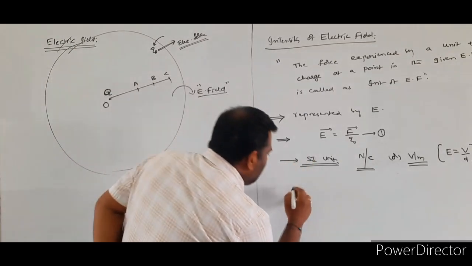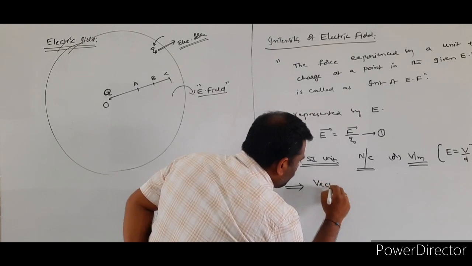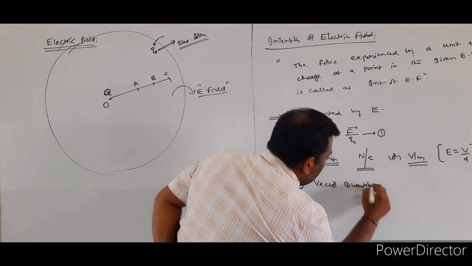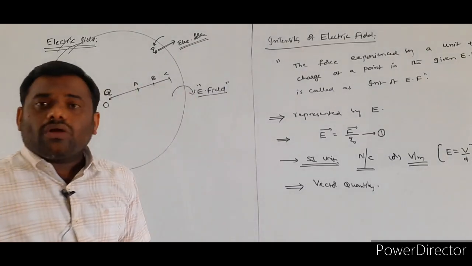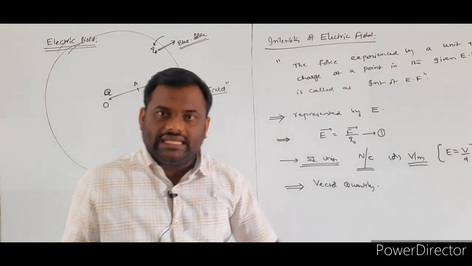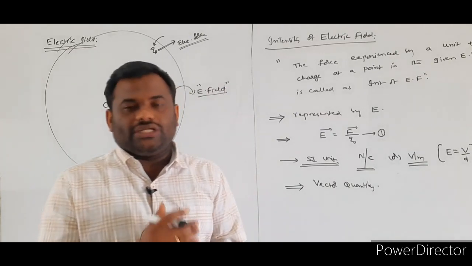Now here, electric field intensity E bar is a vector quantity. Electric field intensity is which type of quantity? Vector quantity. Vector quantity means the intensity of the electric field has both magnitude as well as direction.